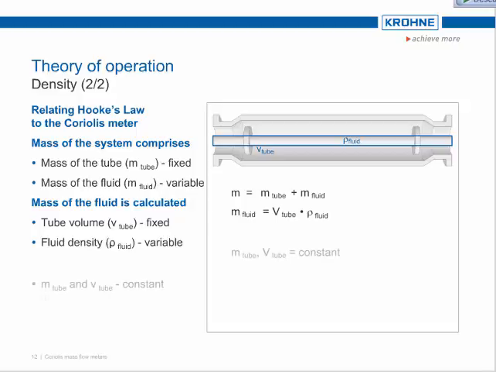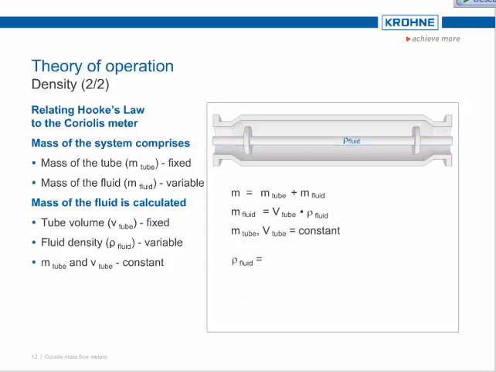For a known meter, the mass and the volume of the tube are fixed, and as a result are constant. Therefore, rearranging and substituting the equation, density ρ fluid equals the spring constant K divided by the frequency F squared, multiplied by the fixed tube volume V tube, and the constant 4 pi squared, less the fixed values of the tube mass divided by the tube volume.